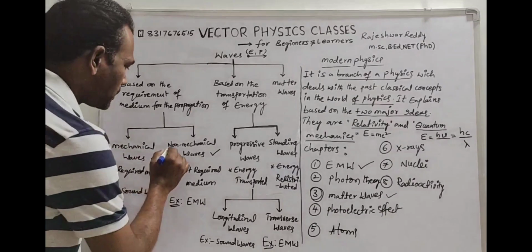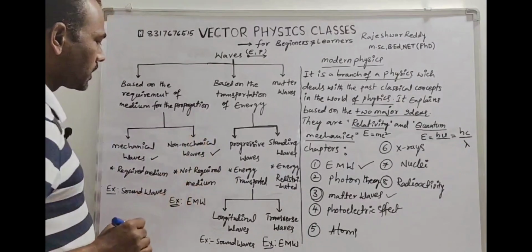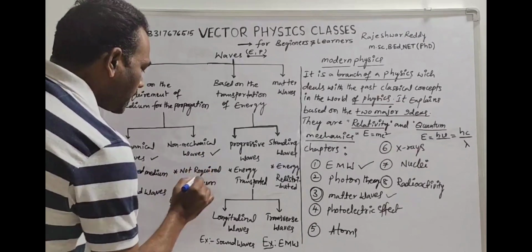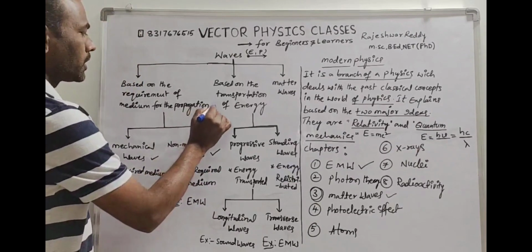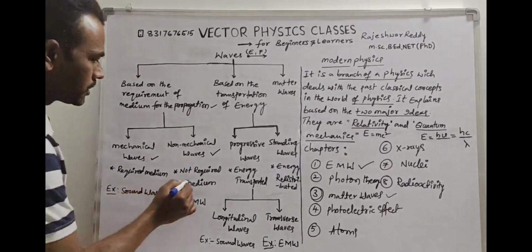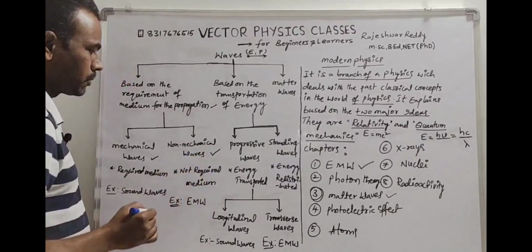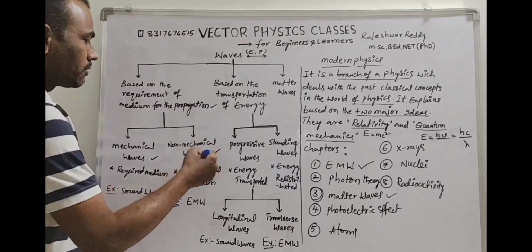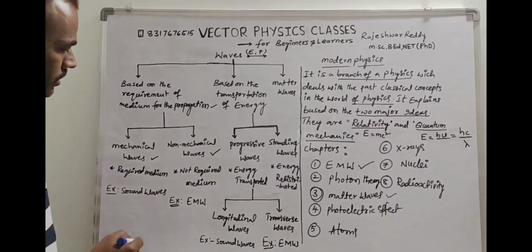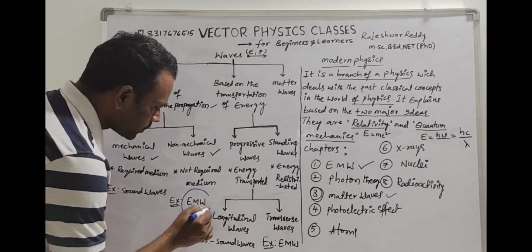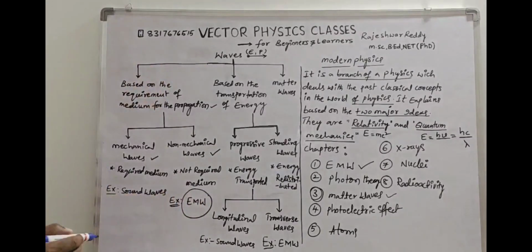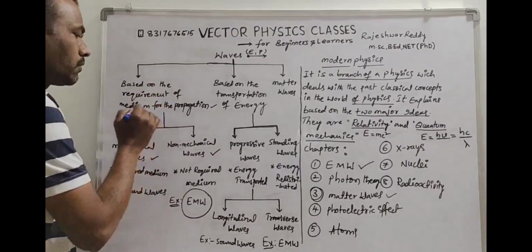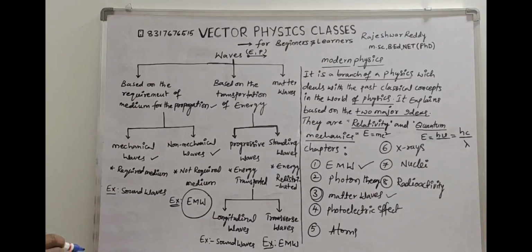The second one is non-mechanical waves. They do not require a medium for propagation, which means non-mechanical waves can travel in vacuum also. The best example of non-mechanical waves is electromagnetic waves. This is the first classification of waves.